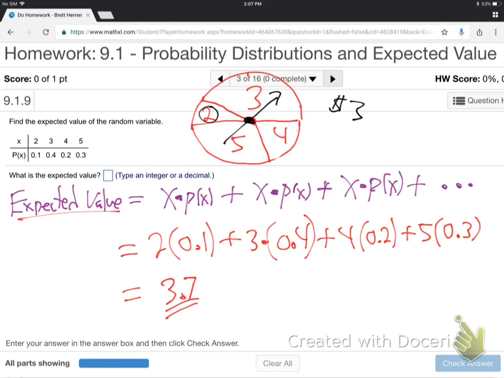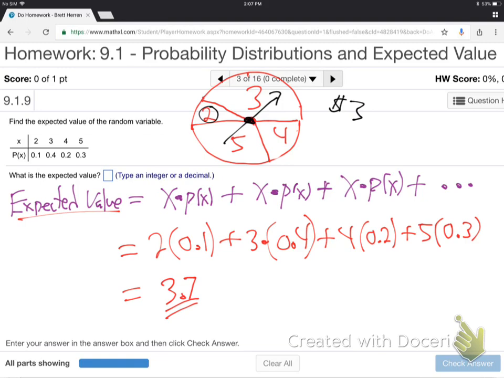If you end up on the 2, you lose a buck. If you end up on the 4, they're paying you back 4, you made $1. If you end up on the 5, they pay you back 5, you made $2 because you paid 3, let's say, to play it again. Would that be a smart game to play? In other words, would you expect to make money or lose money in the long run at that game?